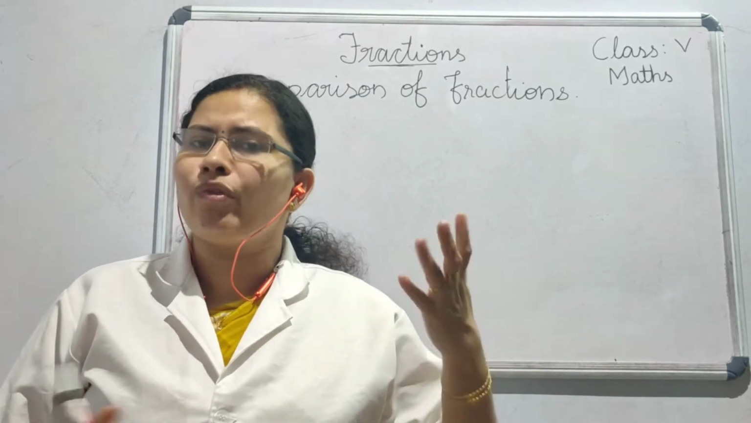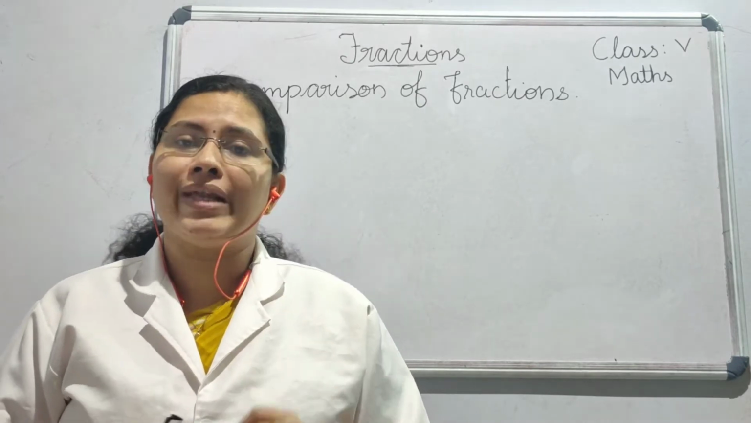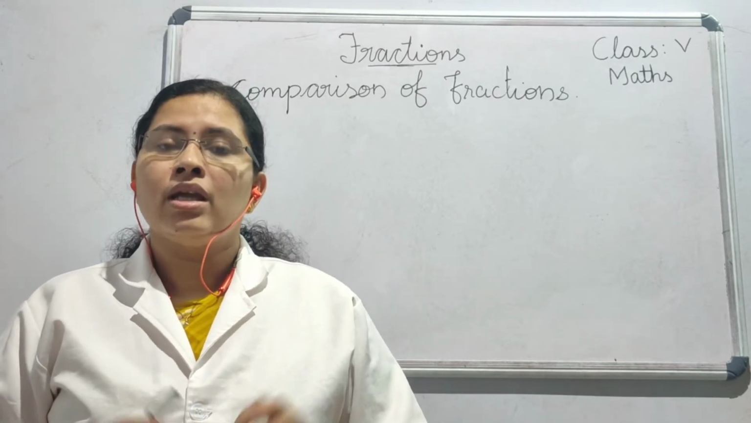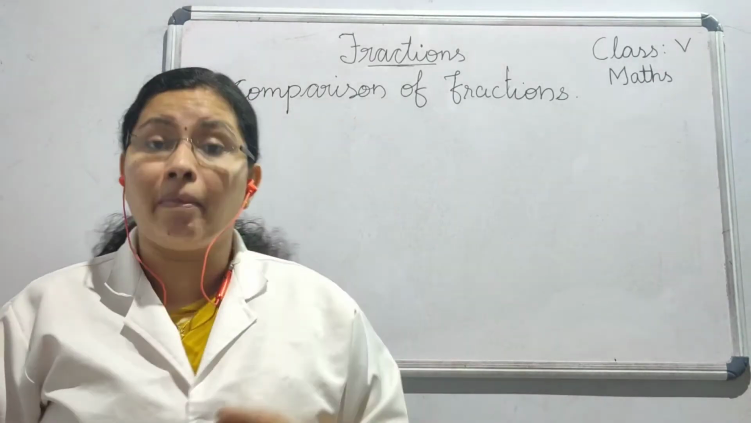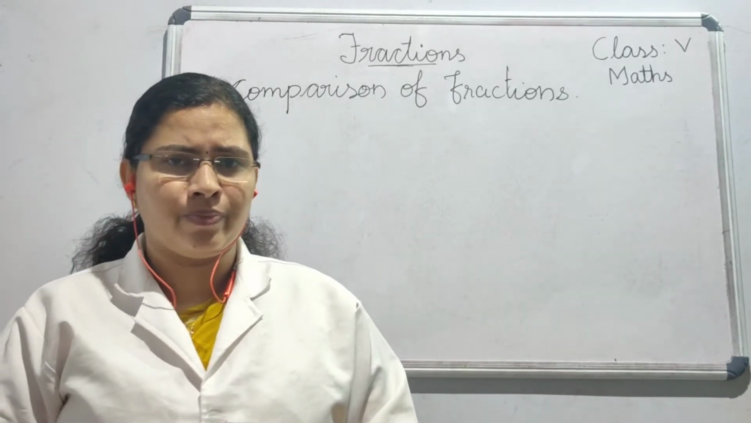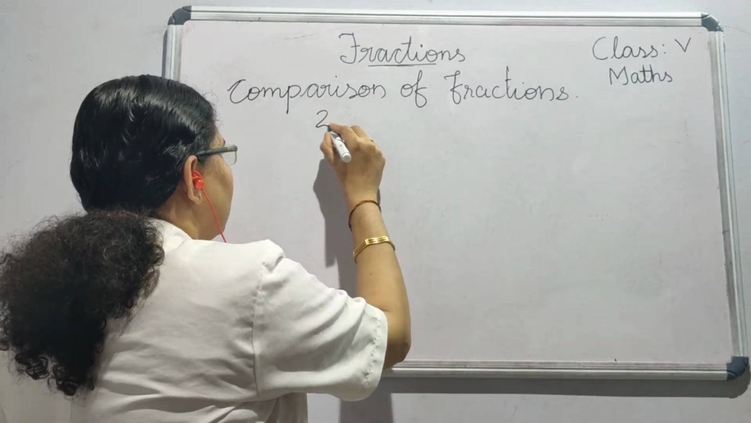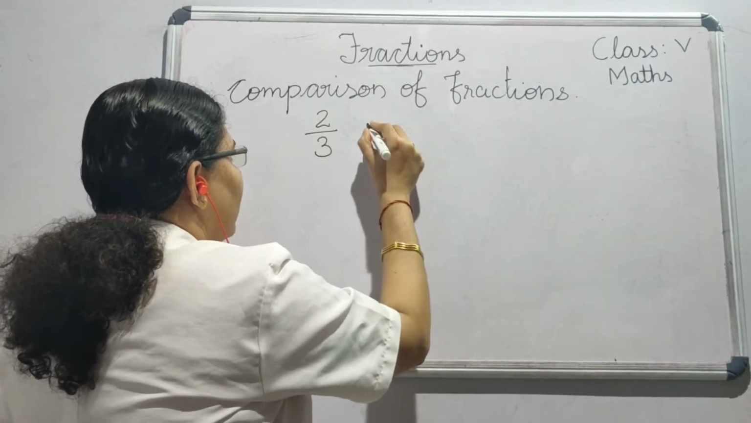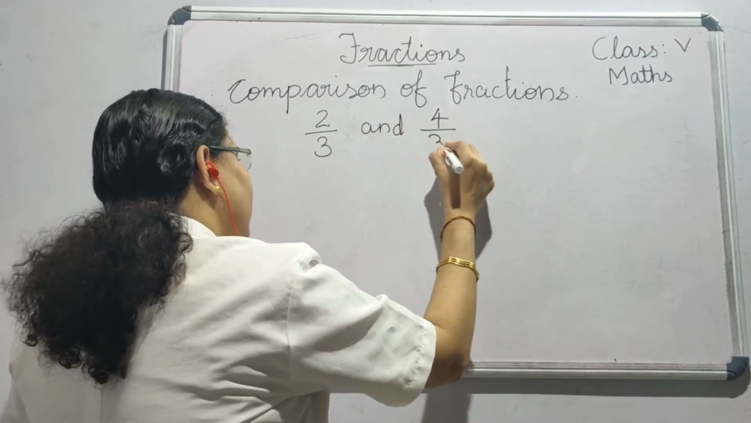So, in the last class, what we have learned, do you remember that? We have learned about equivalent fractions. So today we are going to learn about how to compare fractions. Say, if I have two numbers like 2 by 3 and 4 by 3.